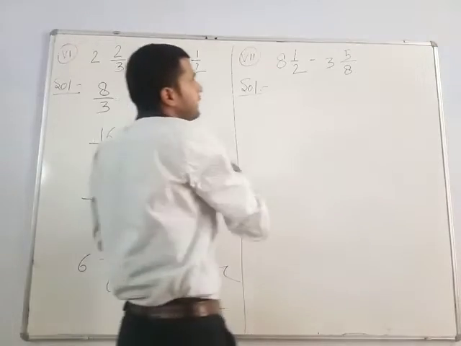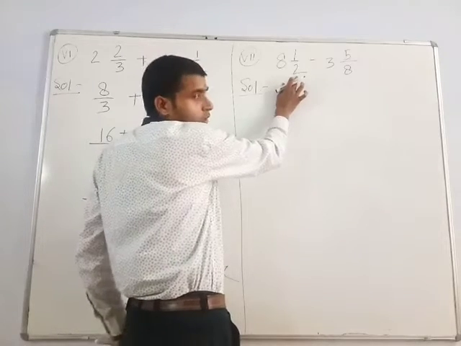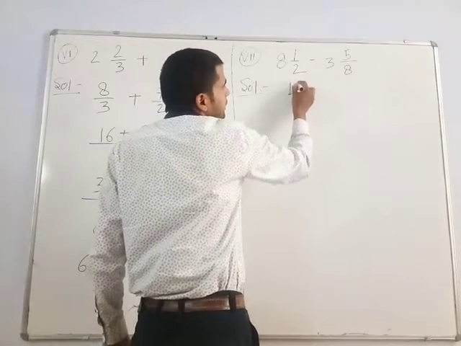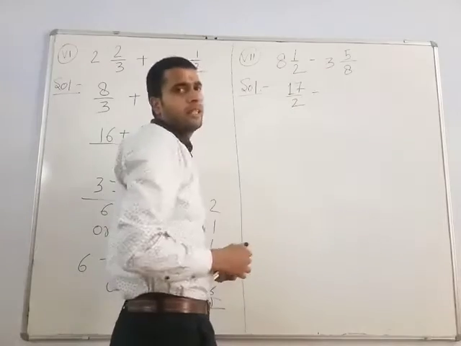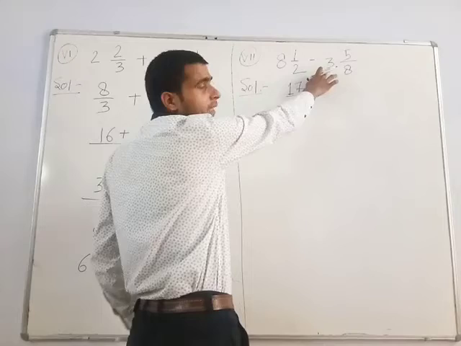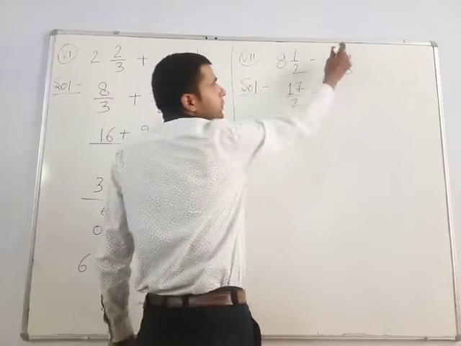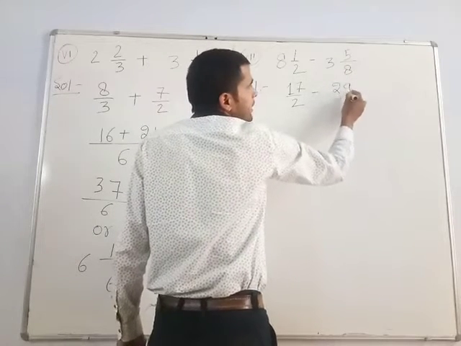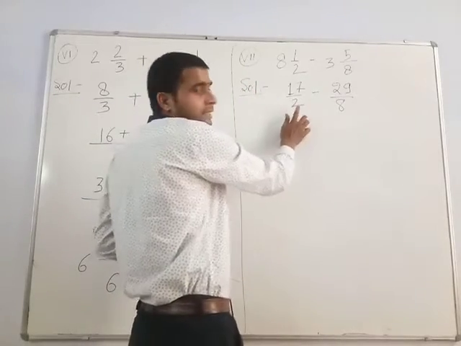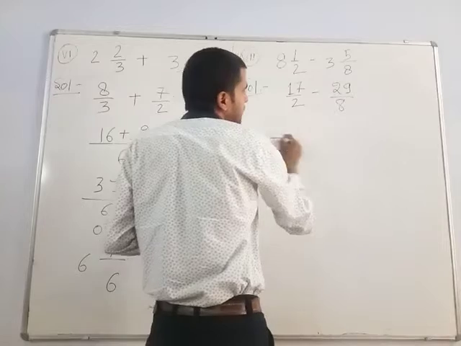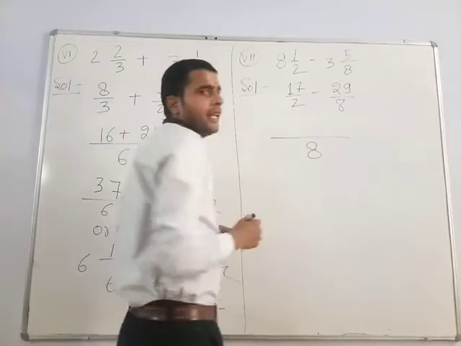Or seventh question, 8 into 2, 16. 16 plus 1, 17 upon 2. Minus 8 into 3, 24. 24 plus 5, 29 upon 8. Right? You have to take LCM of 2 and 8. So LCM of 2 and 8 is 8.